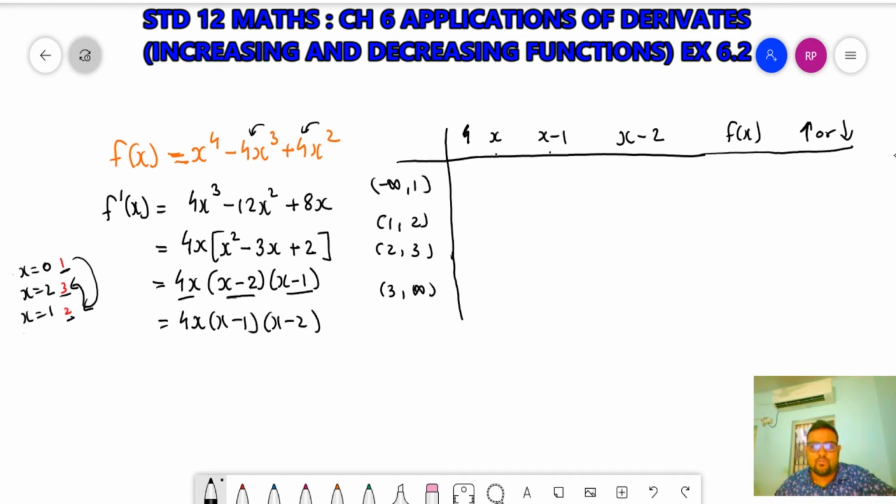So now see, from minus infinity to 0, 4 will always be positive. Every time 4 will be positive. So I will write positive, positive, positive, positive. If it was minus 4, it would be negative, negative, negative, negative. Now for x, okay, sorry, my mistake, I will take 0. And then from 0 to 1, 1 to 2, it's a mistake. Let me change it.